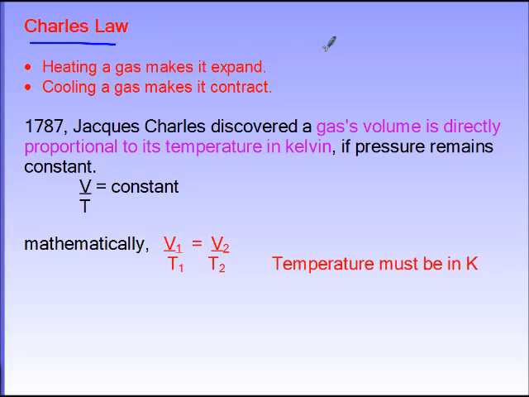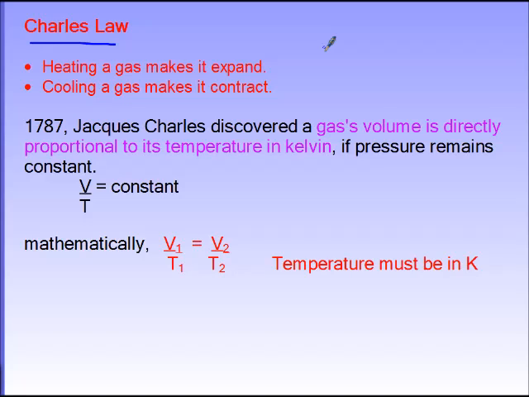Charles' law. He found, this is about 100 years after Boyle, and he was, again, trying to discover some things about gases. He found that heating a gas makes it expand. Cooling a gas makes it contract. This is something that you've seen before if you've ever gone out into the garage and tried to ride your bike when it's cold out. The tires are probably flat. Or you go get the basketball out of the garage and it's flat because it's cold in the garage. So cooling something down makes it contract. It goes flat.